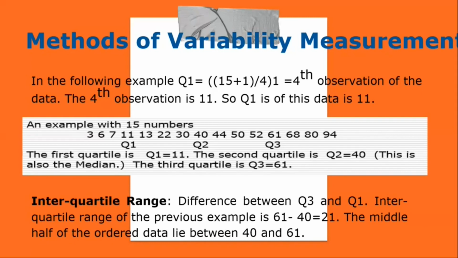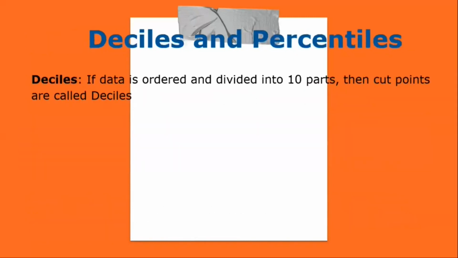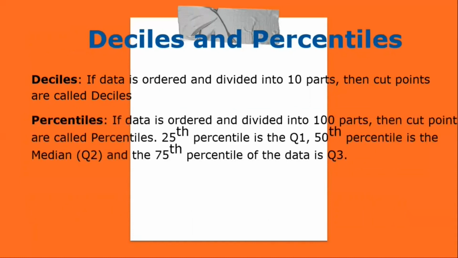Deciles and percentiles. Deciles: if data is ordered and divided into 10 parts, then the cut points are called deciles. Percentiles: if data is ordered and divided into 100 parts, then the cut points are called percentiles. The 25th percentile is Q1, the 50th percentile is the median, Q2, and the 75th percentile of the data is Q3. In notation, the pth percentile of a data set is the (n+1)p/100-th observation of the data, where p is the desired percentile and n is the number of observations of data.